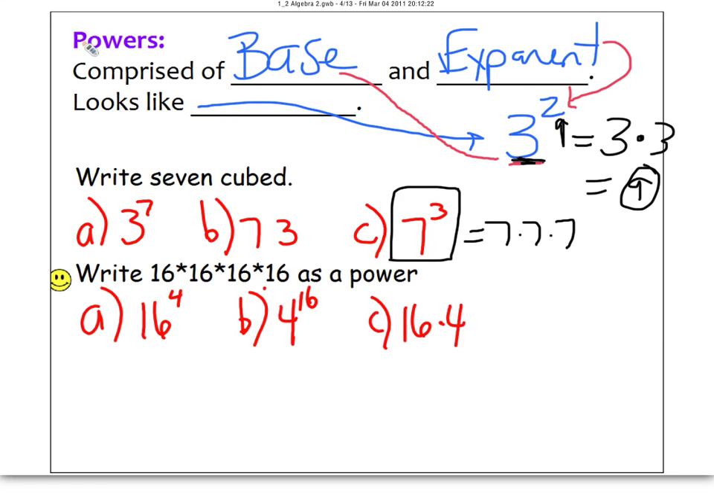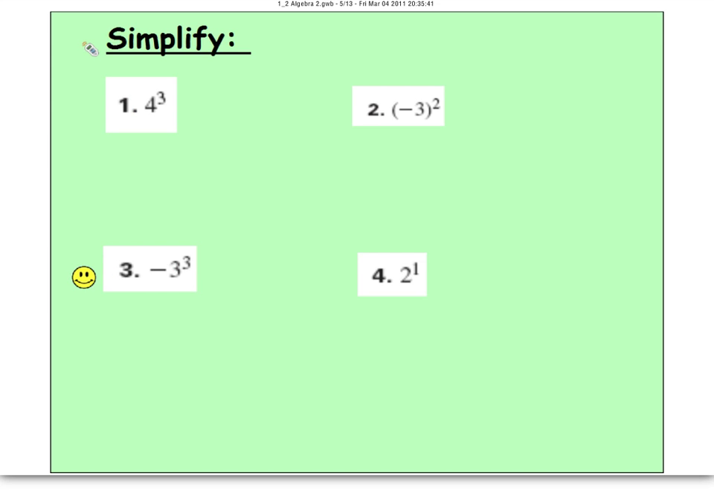For the next one, if you had to write 16 times 16 times 16 times 16 as a power, which one of these 4 represents it properly? The right answer here is A. There are 4 base numbers of 16. Let's evaluate some of these powers. So the first question is, what is 4 cubed?